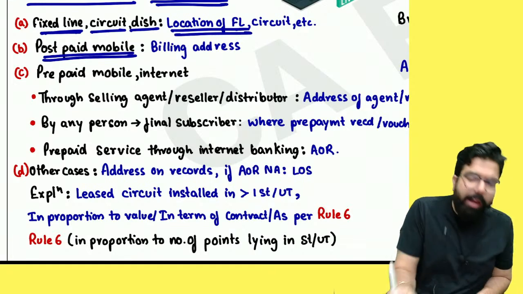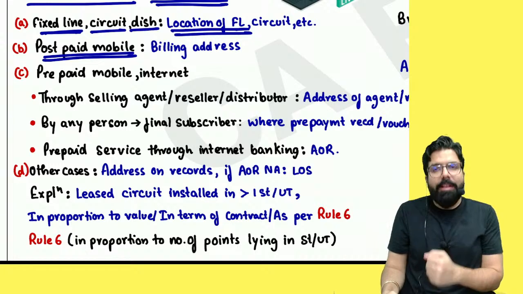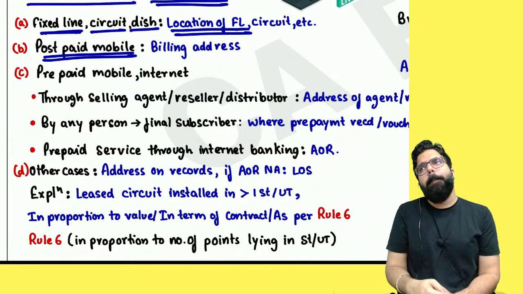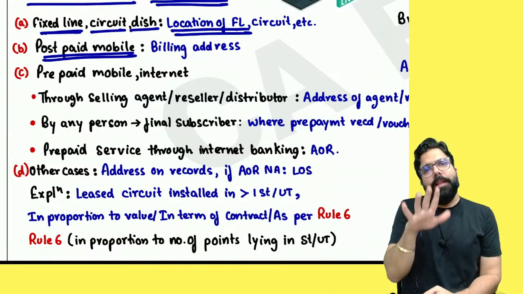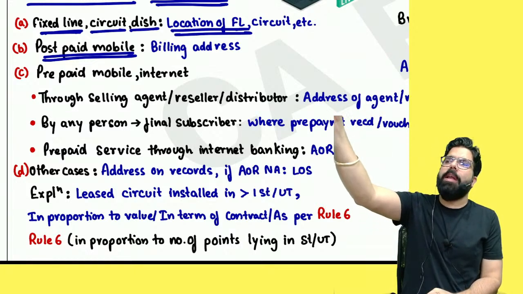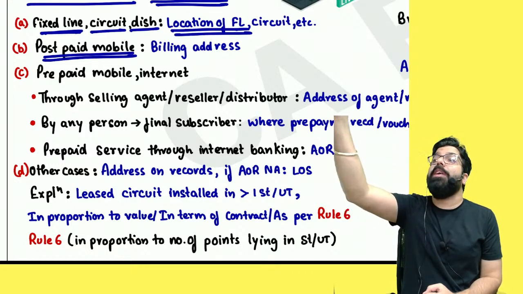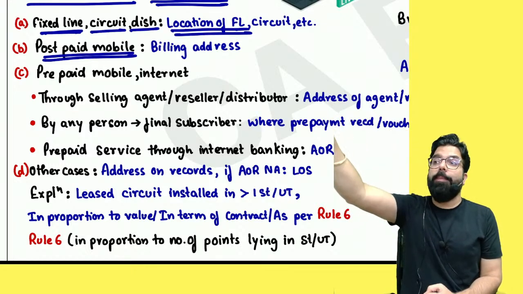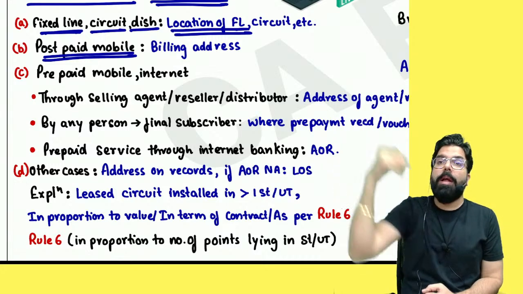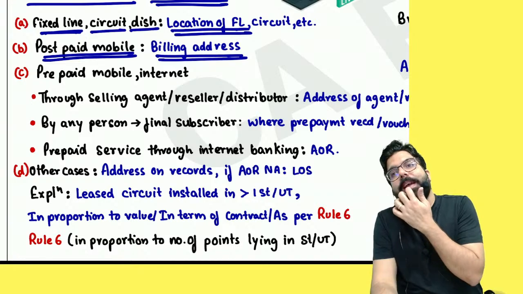Postpaid mobile. For example, nowadays postpaid you can use from anywhere. I am BSNL in the state of Karnataka. One person from Delhi said, I want a BSNL SIM card or postpaid connection. He gave me the address of what? Delhi. I am going to bill him, Delhi. What will be the place of supply? Billing address. Place of supply will always be the billing address.